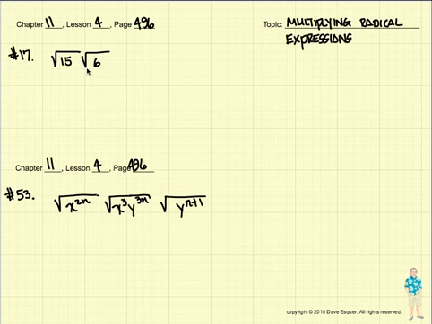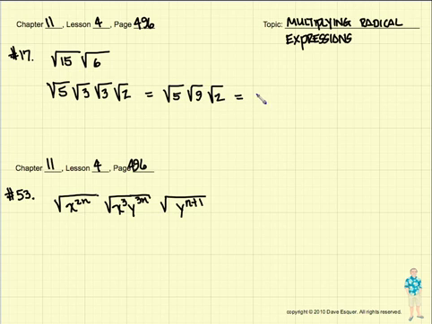We know 15 is a 5 and 3. We know 6 is a 3 and 2. Remember, we want to have those prime numbers. So let's rewrite it: square root of 5, square root of 3, square root of 3, square root of 2, which is square root of 5, square root of 9, square root of 2.